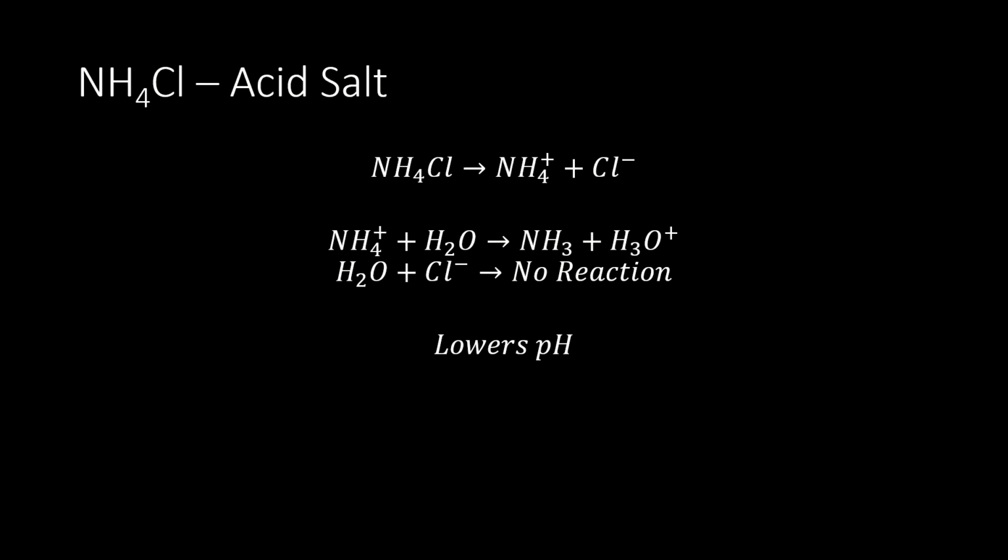If we look at another acidic salt, ammonium chloride, as that breaks apart into ions, that would be ammonium ion and chloride ion. And the only one that should have an interaction with water is the ammonium ion. As it reacts with water, it's going to form ammonia and hydronium ion, H3O+, which you can treat the same as a freely suspended hydrogen ion, H+. And since that's the only salt ion that has an interaction, we know that that's actually going to lower the pH of our solution.